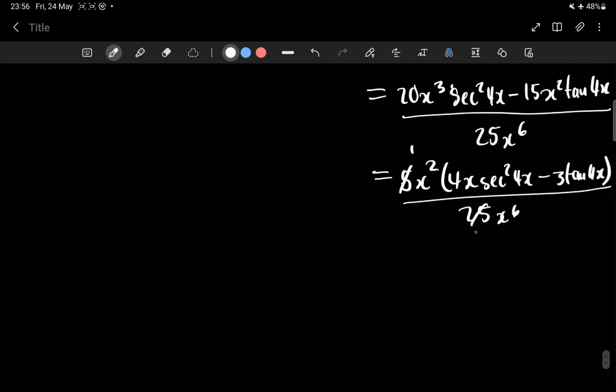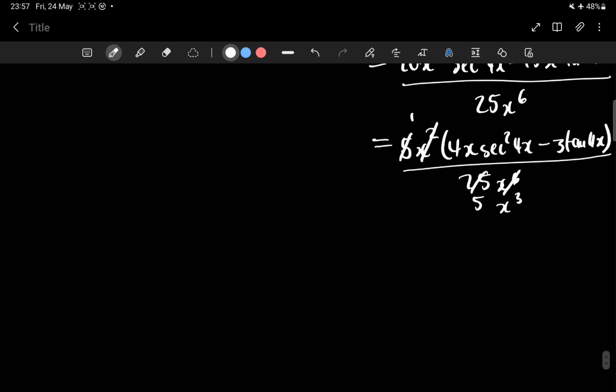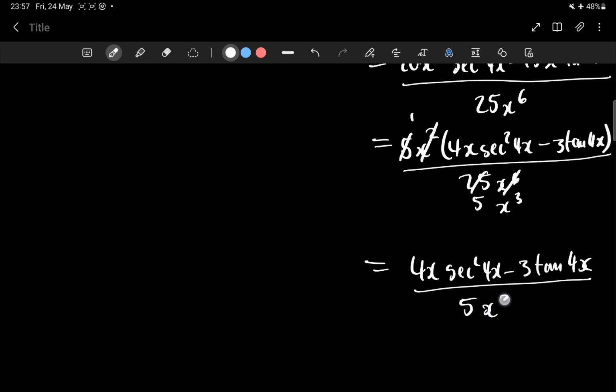5 into 5, 1, 5 into 25, 5. X squared goes into x to the power of 6. You remain with x to the 3. Okay, x to the 3 in the denominator. So it becomes equal to 4x sec squared 4x minus 3 tan 4x, all over 5x cubed. This is going to be your final solution, and you are done.